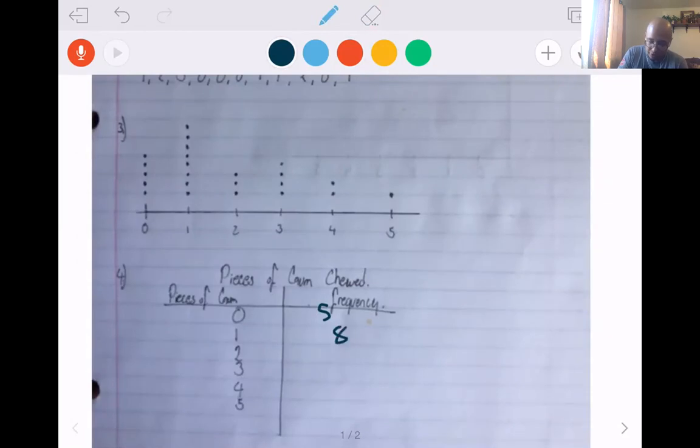How many people chewed 2? That would be 3 people chewed 2 pieces of gum. How many people chewed 3 pieces? That would be 4. I got that from right here. How many people chewed 4? That was 2. And how many people chewed 5? That is 1. And so that's where that frequency came from. Pretty simple. Okay, all right, and then moving on. Let's go. Even looking at number 5, did I miss anything?